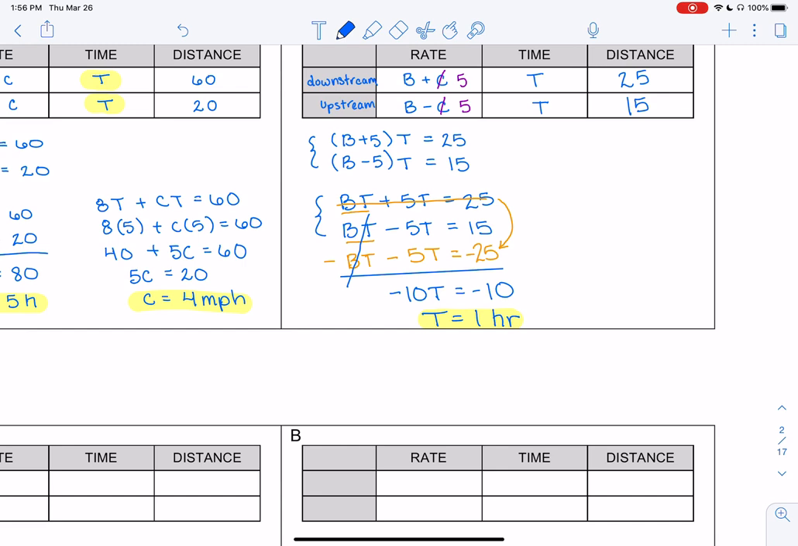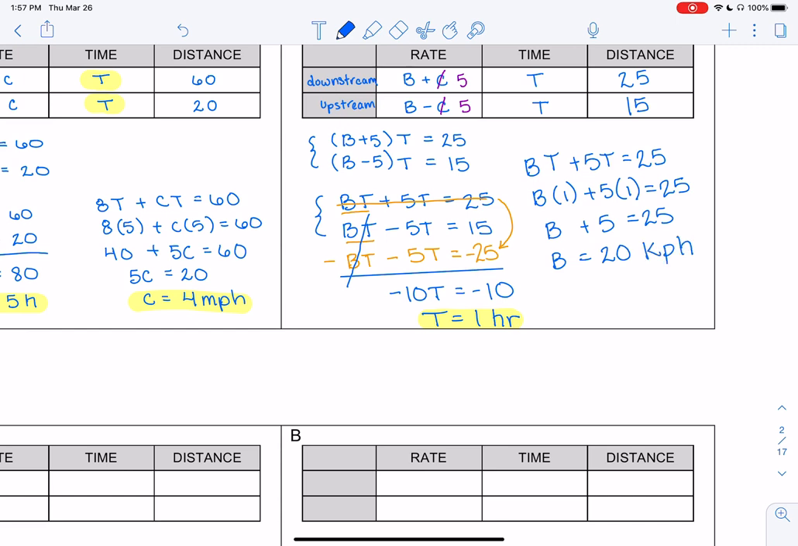Next thing I need to find is the boat, the B, the rate of the boat. So I can go back to any of these equations that I've written. I'm going to take bt plus 5t equals 25, and I'm going to plug in my t value as 1. So I plug in 1, go back and simplify. So I have 1b plus 5 equals 25. Subtract the 5 over, and I have b equals 20, and the unit that was given was kilometers per hour, kph.